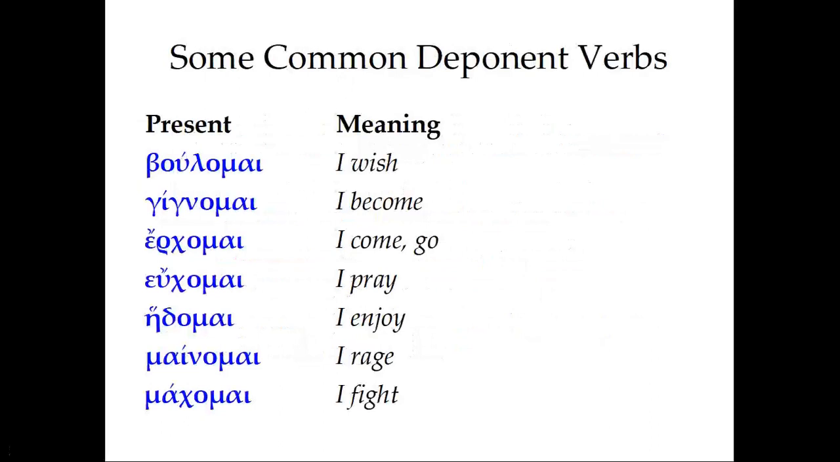Some common deponent verbs, very common, very useful. Boulomai, I wish. Again, these are all middle/passive in form, but active in meaning. Gignomai, I become. Erchomai, I come or go. Euchomai, I pray. Hedomai, I enjoy. Mainomai, I rage. Machomai, I fight. The most important of these would be the first three. Boulomai, gignomai, erchomai. The second and third especially. We see them all the time in Greek. Obviously, important concepts, becoming and coming and going. So note that these will look middle/passive in form, but they will be translated as though they were active in meaning.